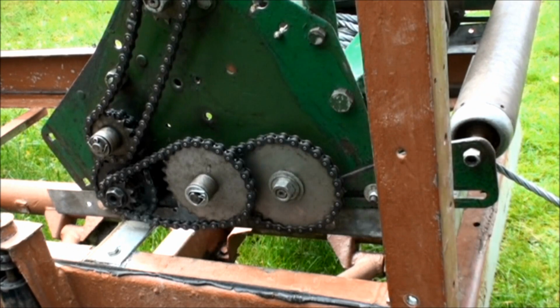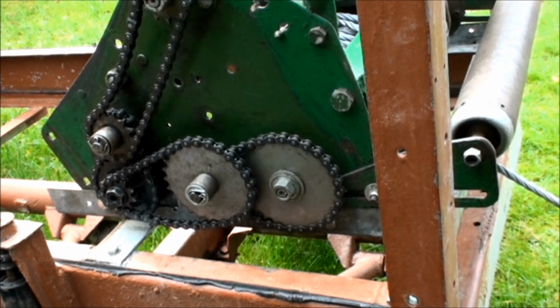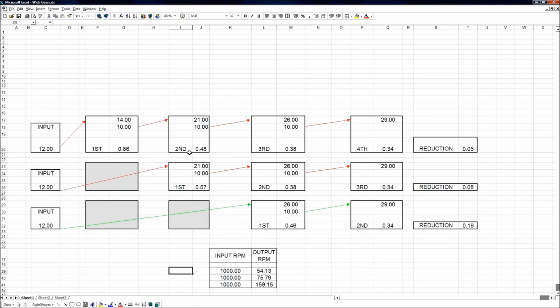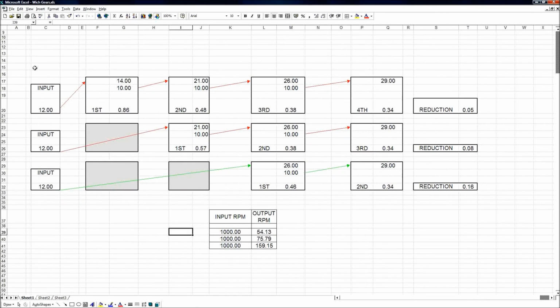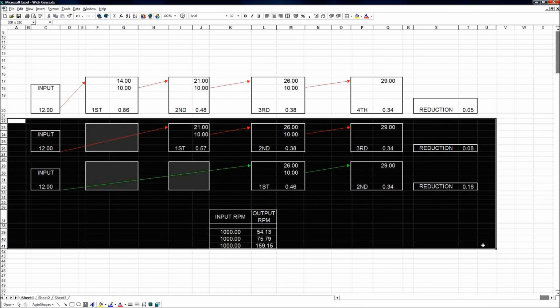So what I decided to do was change the gearing, and this will allow me to just disengage the clutch, pull the cable out by hand, and not have to disconnect any sprockets at all. Now at this point, what I'm going to do is actually show you a spreadsheet that I put together explaining what actually goes on with this winch at the moment.